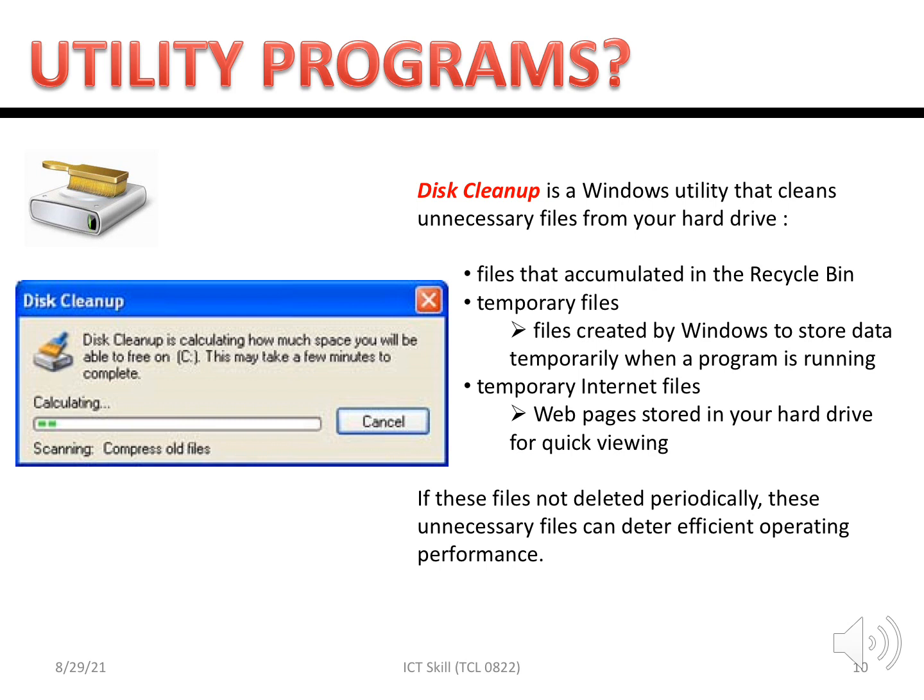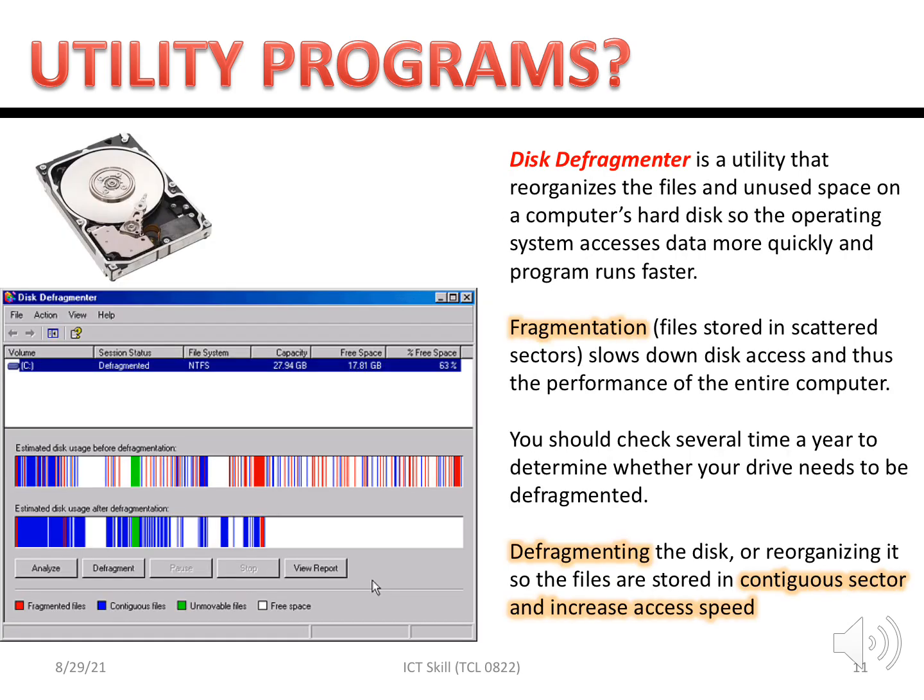Alright, so let's say you have used the disk cleanup. That is very good, because it is more efficient for your operating performance. Next, you have to use the defragmenter. After you clean up, you have to defrag your files. The defragmenter is a utility that reorganizes the files and unused space on a computer hard disk, to make sure that your system accesses data more quickly and programs run faster. So that is the function.